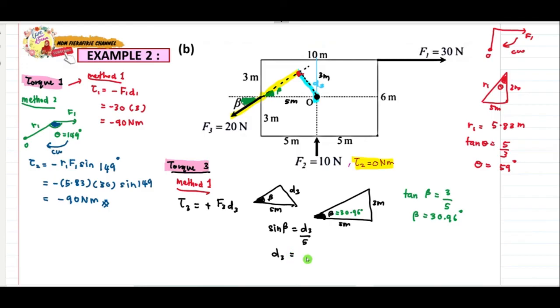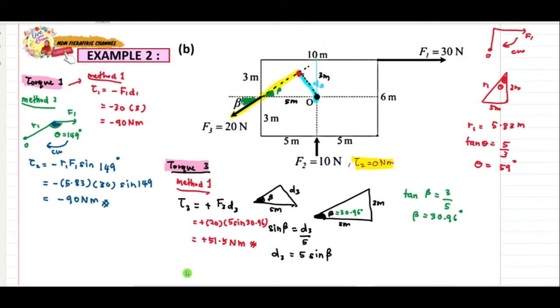Therefore, D3 is equal to 5 sin beta. So now we can straightly substitute in this equation. Positive F3 kita dah ada 20, D3 adalah 5 sin beta. Beta kita dah kira tadi 30.96 degree. Kita boleh tekan calculator. So you akan dapat nilai dia adalah positive 51.5 Newton meter. That one is for torque 3. Sekarang ni you akan nampak method 1 agak complicated nak selesaikan.